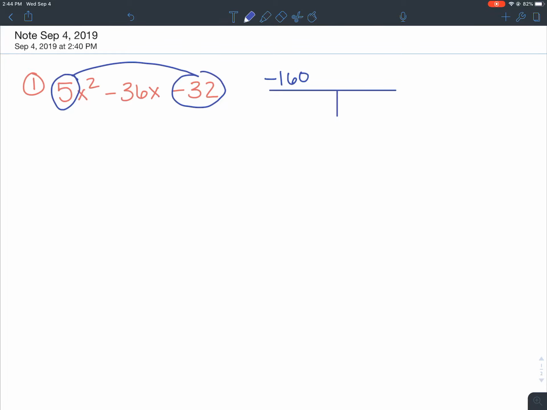And then I need to figure out these. It's negative 160, and it's got to give me negative 36 over here. Since it's negative, the only way I can get a negative number for this multiplication, negative 160, is to multiply a positive times a negative. That means I'm going to have to subtract, because if something's positive and something's negative, you're going to have to subtract 2 numbers. And that equals whatever's in the middle, negative 36.